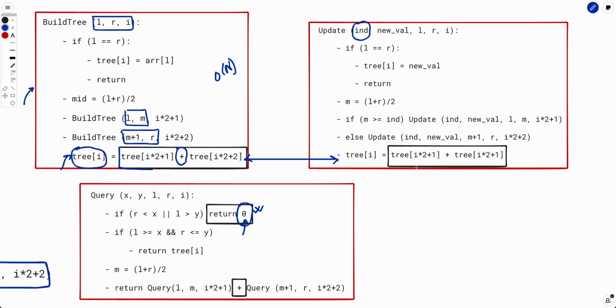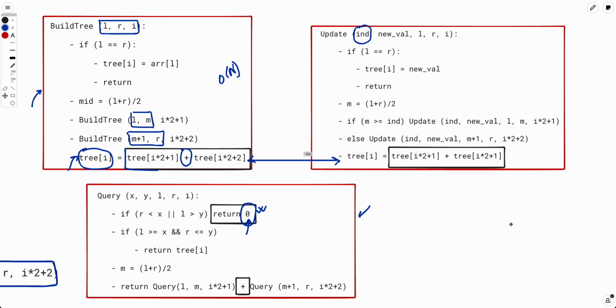So these values and these operators are the ones that will change based on the problem at hand. Otherwise, building the tree, updating a particular index and querying the range, all of these would be exactly similar to every range query structure that you want to perform using segment trees, right? So now what's next?